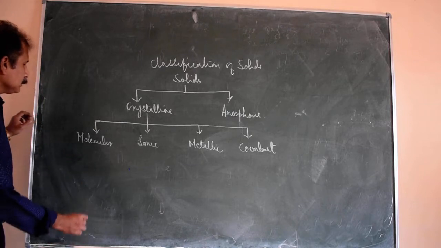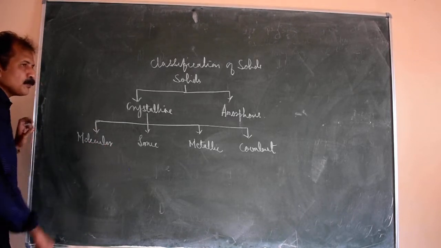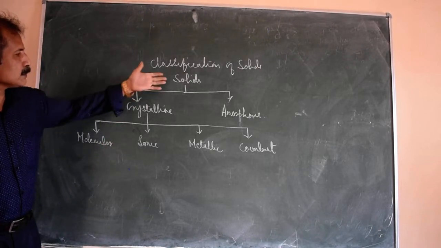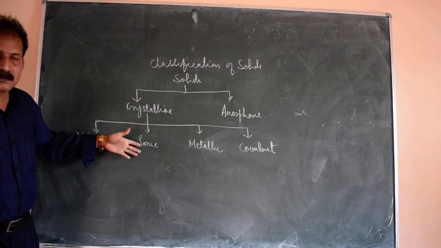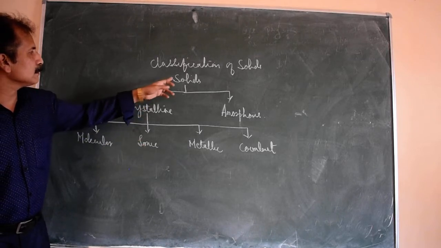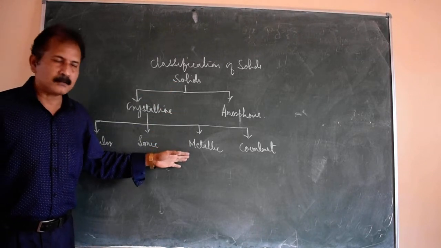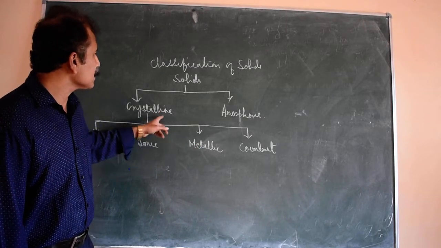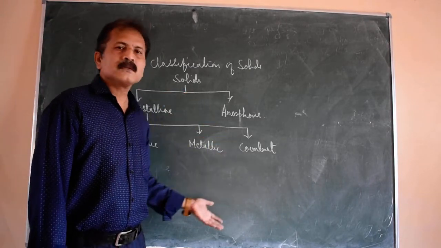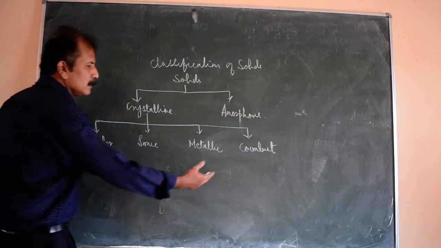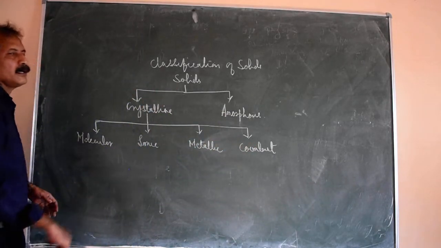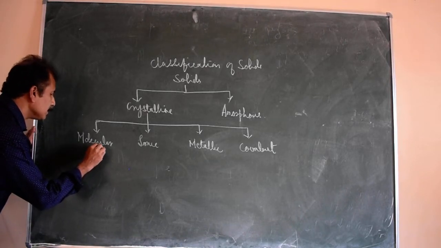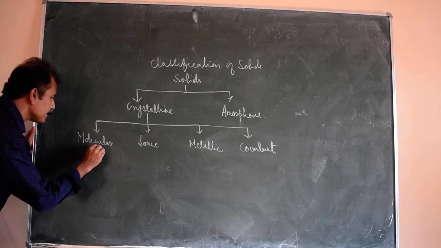Now, if the constituent particles are molecules, then you get a molecular crystalline solid. If they are ions, then it is an ionic crystalline solid. And if they are metal atoms or ions, then it is a metallic crystalline solid. And if the constituent particles are atoms, then it is a covalent crystalline solid. Okay. So molecular solids are further divided into three types.